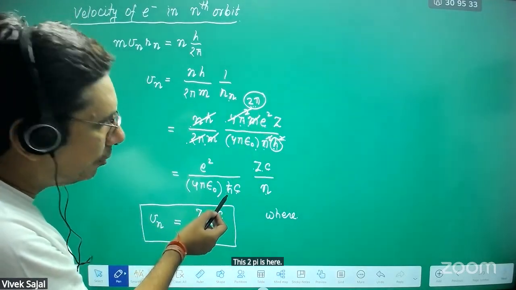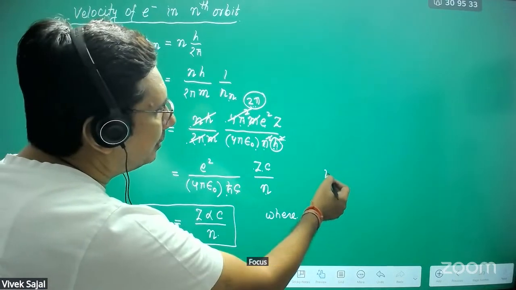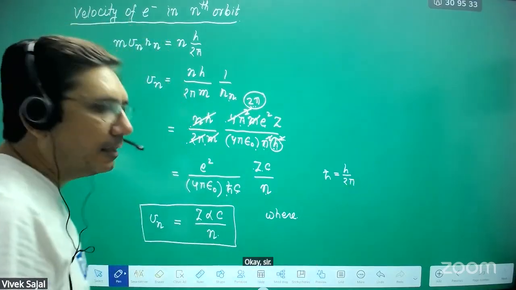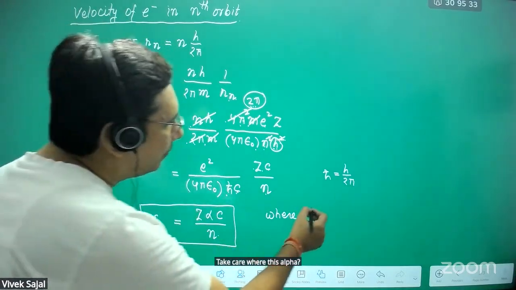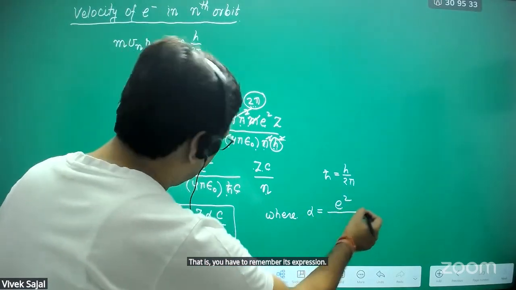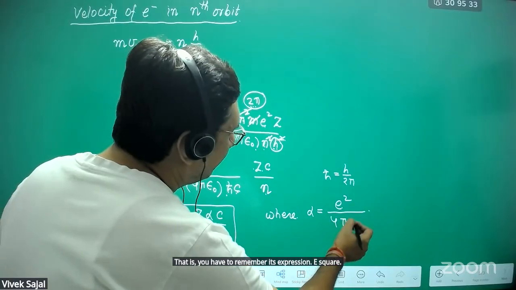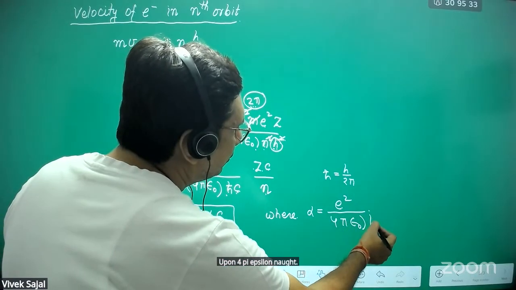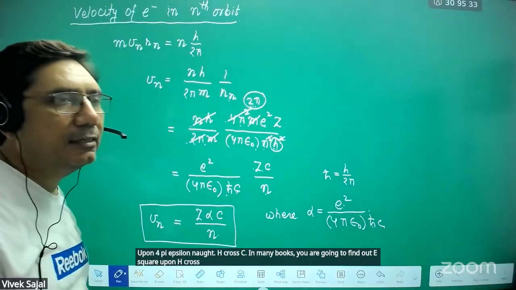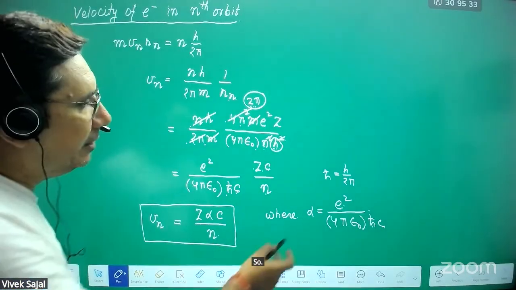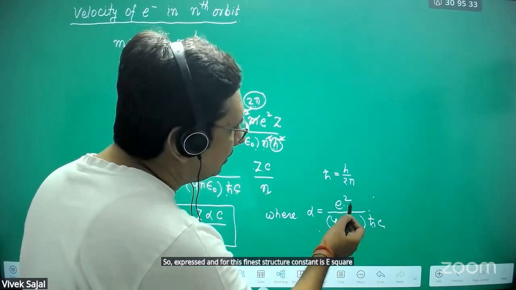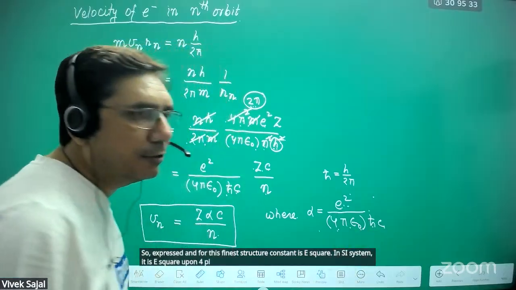So this h cross is here. What is h cross? H cross is actually h upon 2 pi. Where this alpha is, you have to remember its expression: e square upon 4 pi epsilon naught h cross c. In many books you will find e square upon h cross c, that is in the Gaussian system. In the SI system, it is e square upon 4 pi epsilon naught h cross c.